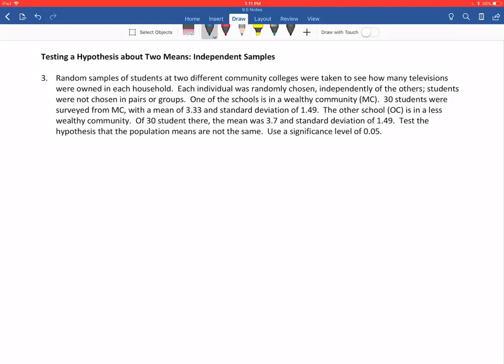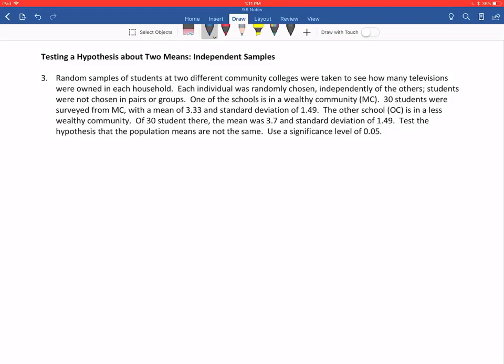Okay, we're going to do a second example with independent samples, but this time we're actually going to do a hypothesis test instead. So you're going to get one example of each, a confidence interval and a hypothesis test from the independents, and then we'll do another with the pairs.